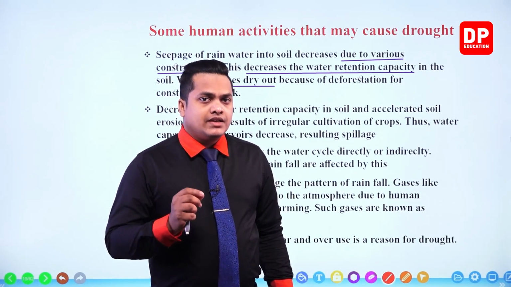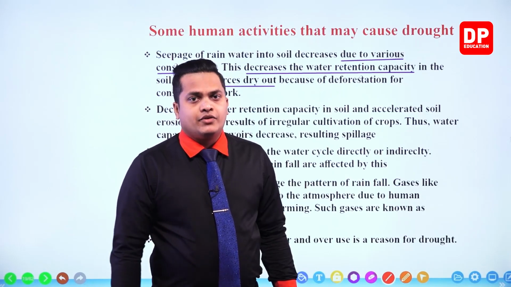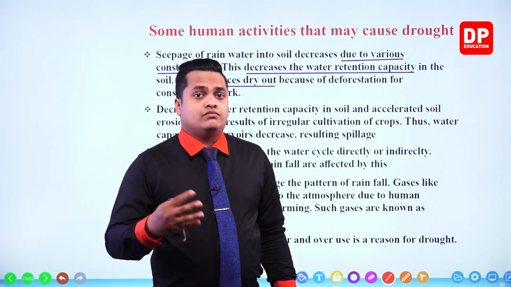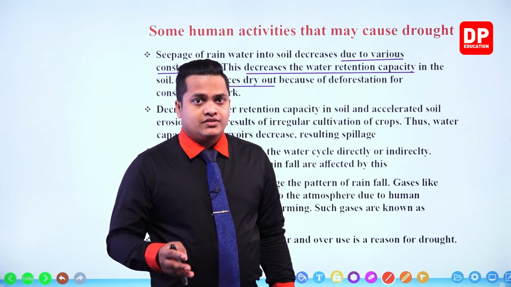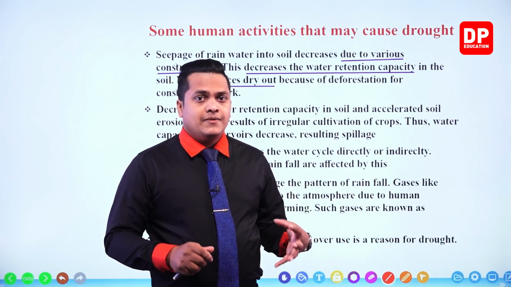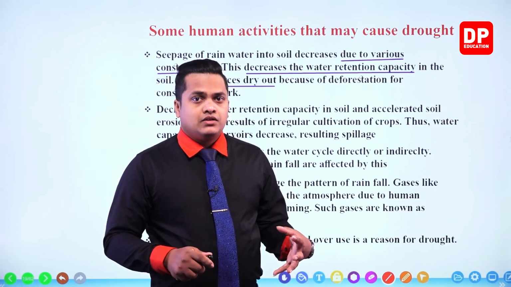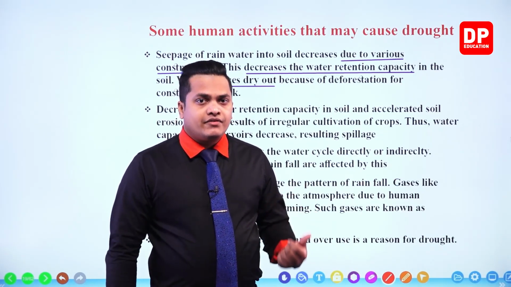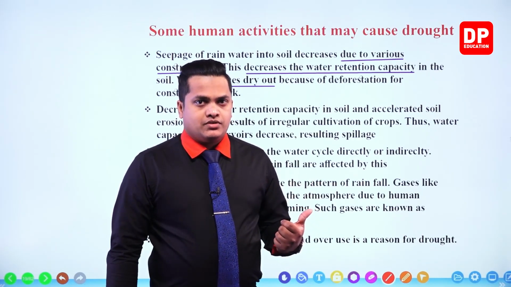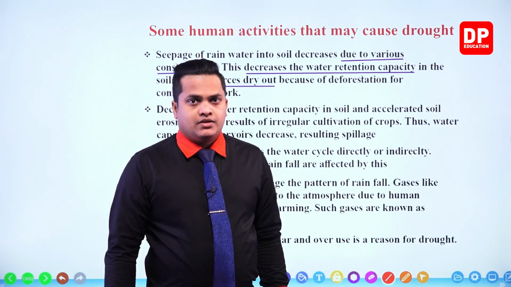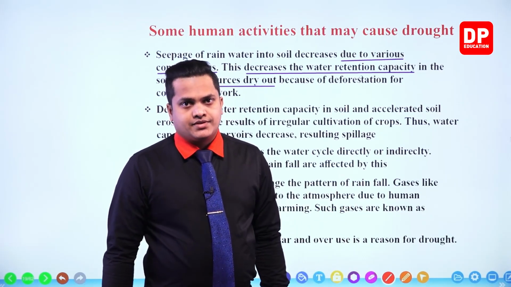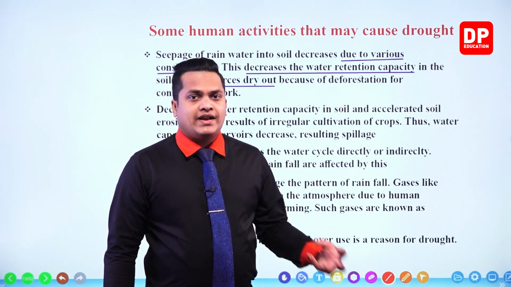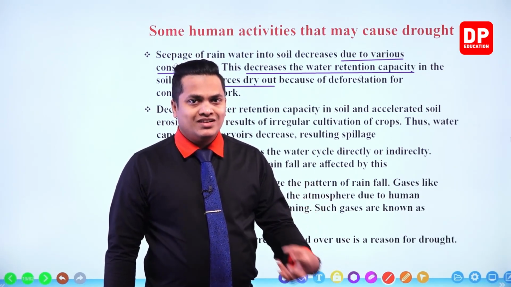So these irregular constructions, my dear children, will definitely affect the dry conditions. They will definitely affect the water level in our earth or around that particular area, and that area will definitely experience a drought nearby in the future, because of the drying out of water sources. So these irregular constructions are human activities that could lead to a drought.